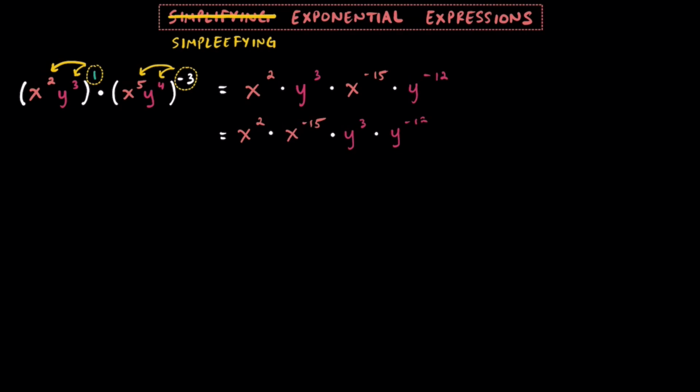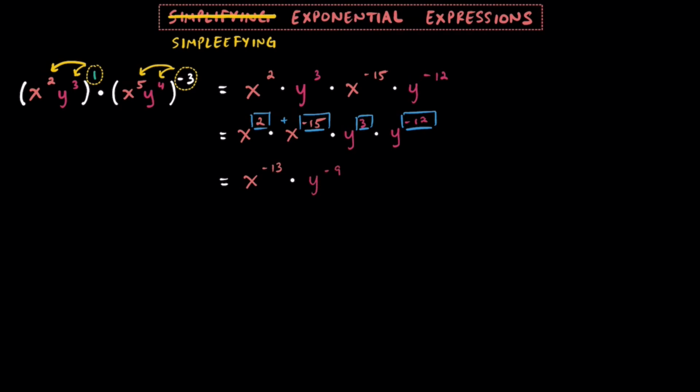And keep in mind that when you multiply these with common bases, all we're going to do is go ahead and add their exponents together. So this 2 plus -15, that's going to be the shortcut there. We can go ahead and rewrite that as x to the, what is that, negative 13th power, right? 2 minus 15. Same thing as 15 minus 2, just make it negative. And then for this next part here, we have this y to the 3rd power times y to the negative 12th power. If we add 3 plus this negative 12, or 3 minus 12, that's going to be -9. So we're going to have y to the negative 9th power.